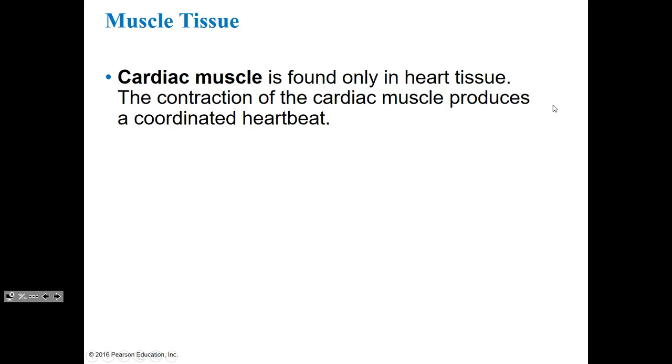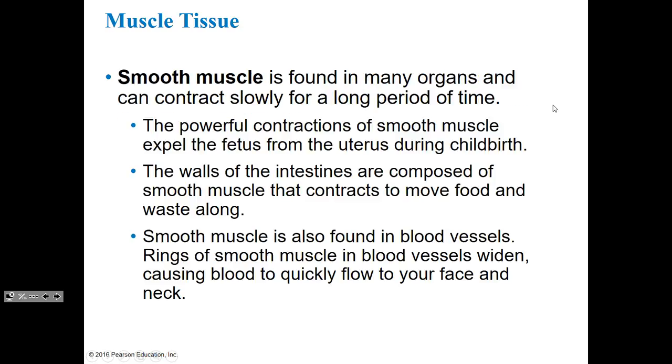Cardiac muscle is found only in the heart. And smooth muscle is found in many organs and contracts slowly for a long period of time. Another place that has smooth muscle might be the uterus. That will contract during childbirth so that the baby will come out. And the walls of the intestine contract to move the food along as it's digested. And it's also found in blood vessels. So in that video when I was talking about stress and your blood vessels contracting to make your blood pressure go up, those are smooth muscle as well.